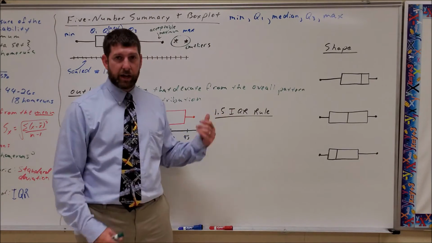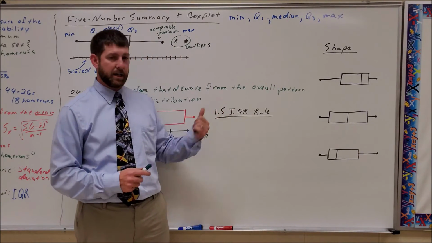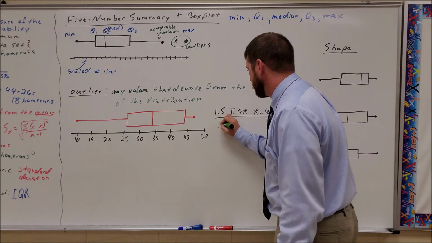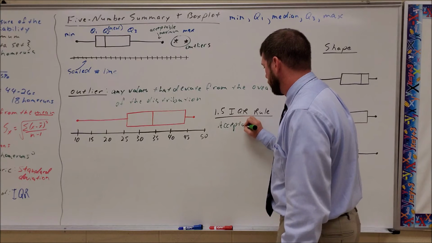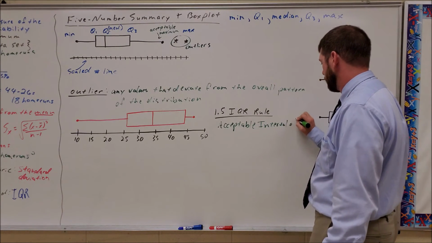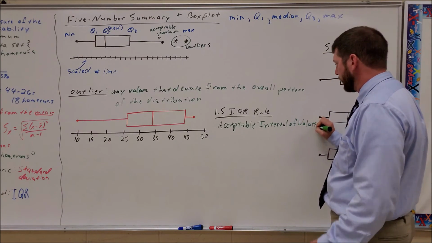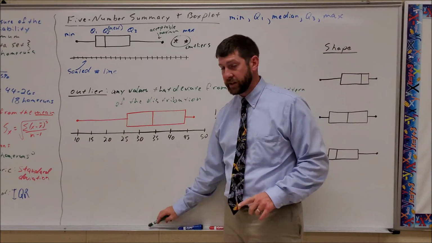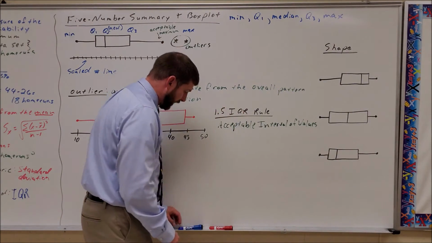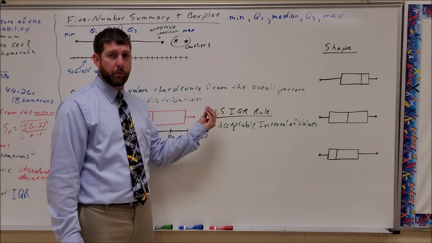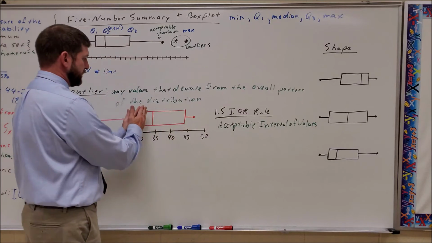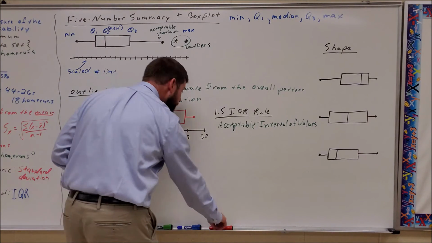All right, so let's do the calculations and get the acceptable range. That's what I think of for the 1.5 IQR rule. This calculates the acceptable range, or acceptable interval, of values. I don't really like to think range, because range is usually one number. This is actually an interval of numbers. So how do we get that? 1.5 IQR sounds just like what it is: 1.5 times the interquartile range. And what we're going to expand is actually our box, our middle 50%.